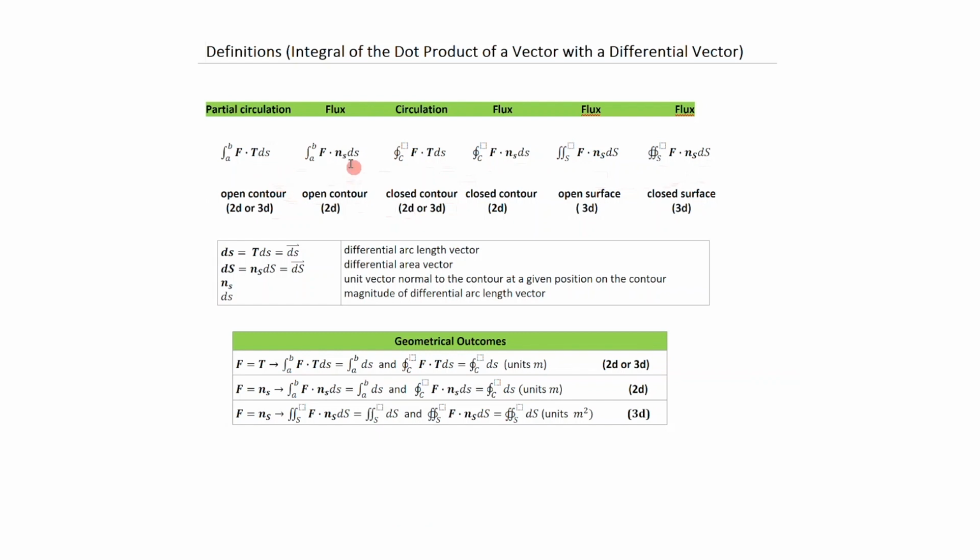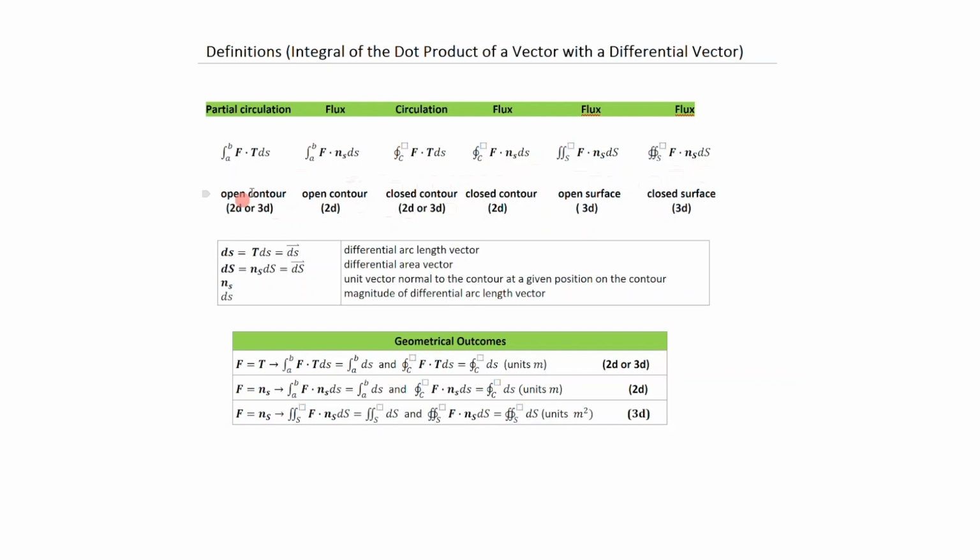Tangent to vectors is a differential length normal to the contour. This is a differential surface area. Differential length perpendicular to the contour. This is a differential surface area perpendicular to the surface.